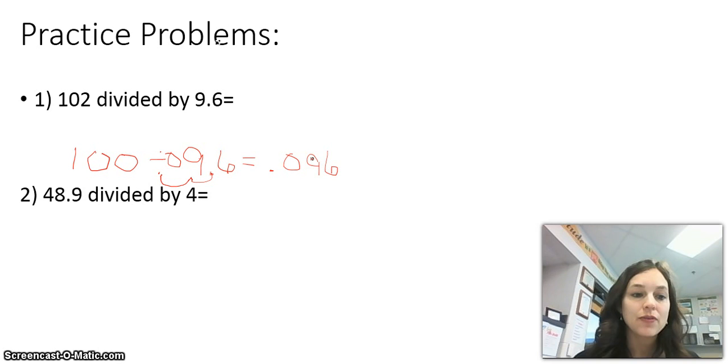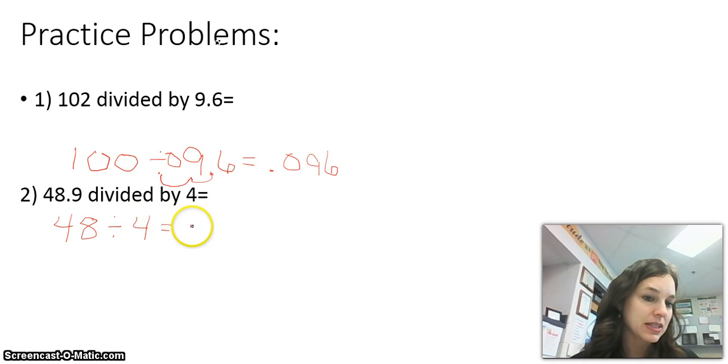Here we have 48 and 9/10 divided by 4. Okay, so here we'll want to do 48 and 9/10. And instead of rounding it up to 50, let's just take 9/10 of that off and keep 48. 48 divided by 4. And we can see that our answer would be about 12. 4 will go into 8 2 times and 4 will go into 4 once.